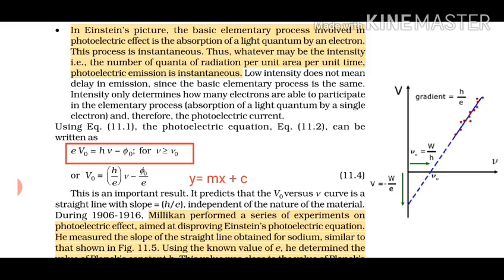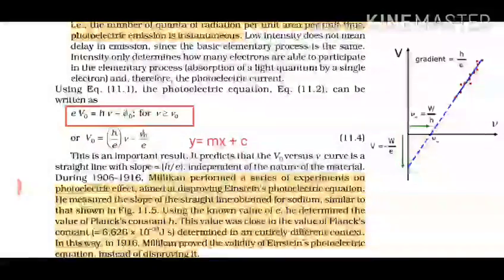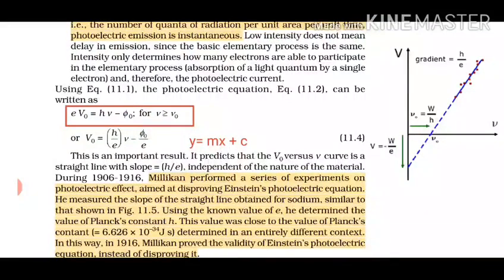So if you compare both the equations, y is what? V naught. m means slope, which is h by e. What is x? x is the variable taken along the x-axis, which is nu, that is the frequency of the incident photon. What about c? c is the intercept, the point where the line intersects the y-axis, and c is minus phi naught by e.